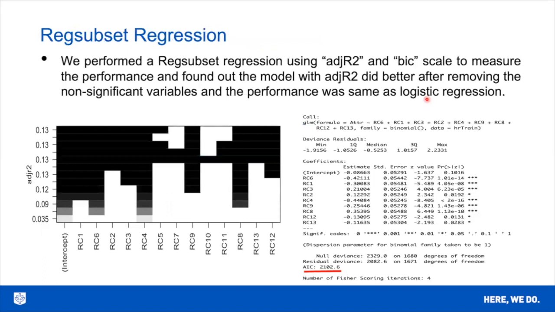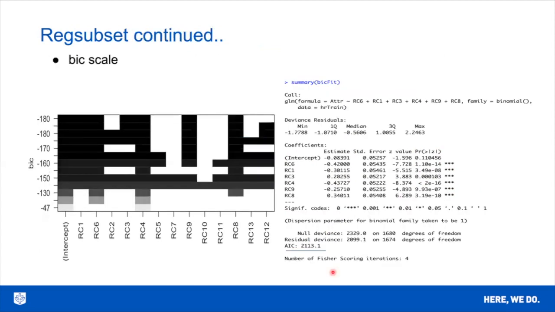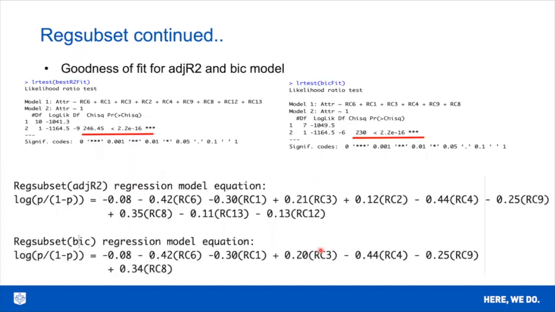Then we went ahead and did the reg subset regression. As you can see from this plot, we removed the non-significant variables. This is an adjusted R-squared plot. All the variables are significant at this level with the AIC value pretty decent. This is the BIC technique that we analyzed, removing all the non-significant variables. We are left with this many variables, everything significant, with the AIC as 2113.3.